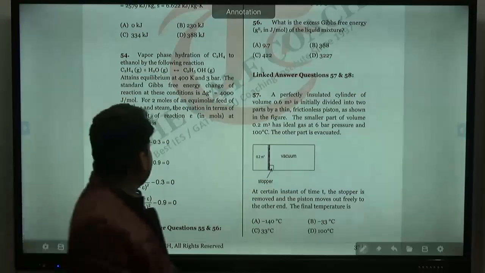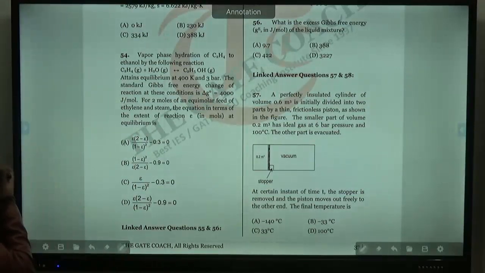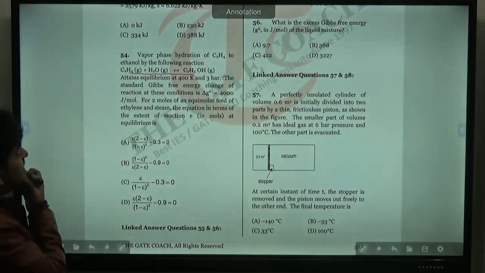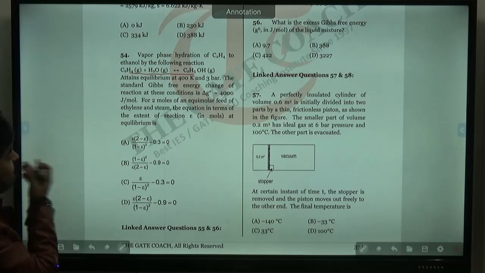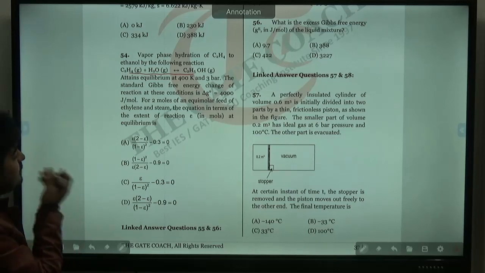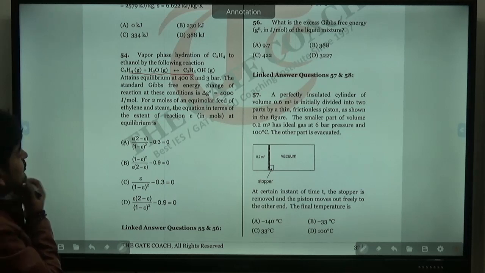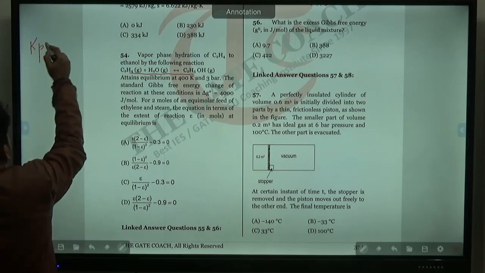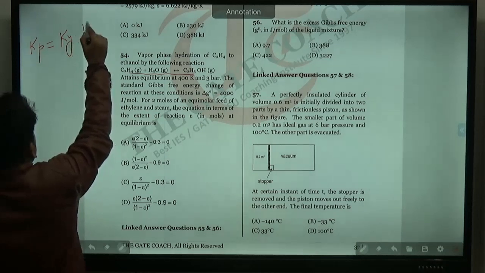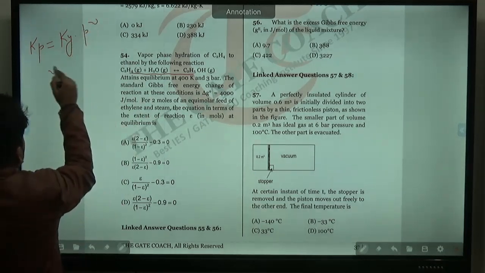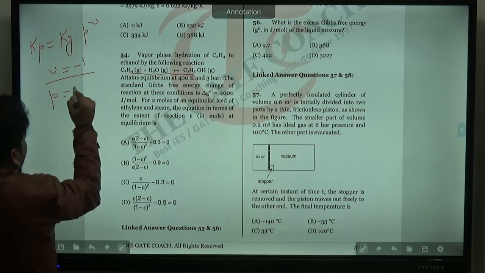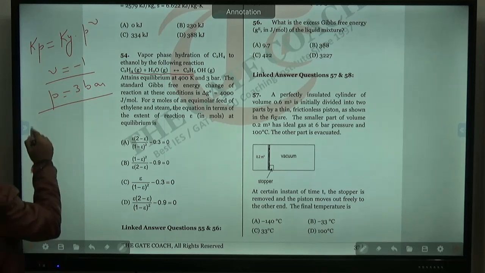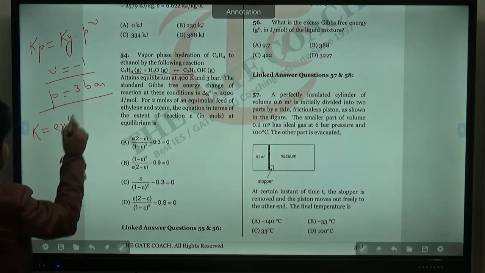In 54 it is given that vapor phase C2H4 is reacted like this and attains equilibrium at 400 Kelvin and 3 bar. The standard Gibbs energy is 4000 joule per mole. For 2 moles of an equimolar feed of ethylene and steam, the equation in terms of extent of reaction at equilibrium is. So we know that Kp is equal to Ky into P to the power nu. Here nu will be equal to -1 and P is equal to 3 bar as given. So what will be the equilibrium constant K? We can calculate it by using this expression.